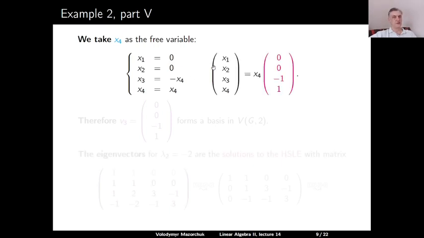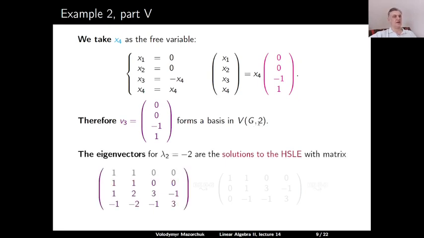So in the vector form, we have (x1, x2, x3, x4) is equal to x4 times (0, 0, -1, 1), the coefficient vector. So this coefficient vector, which we denote by v3, (0, 0, -1, 1), forms a basis in the eigenspace for G corresponding to the eigenvalue 2.